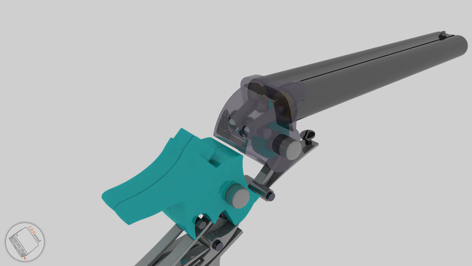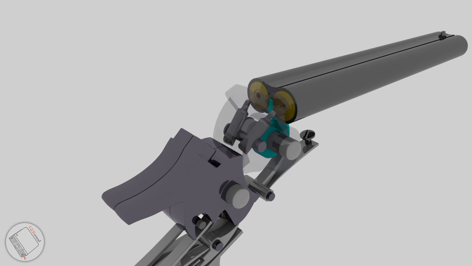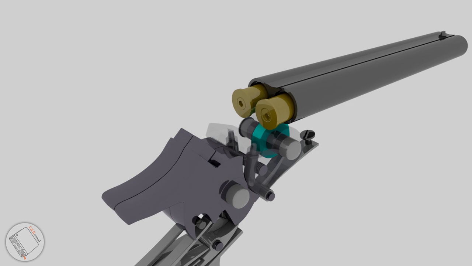Set inside the breech block is the extractor. As we rotate the block open, the extractor is still unaffected until the slot in the breech block bottoms out on a lobe on the extractor, at which point it pivots and snaps the cartridges out of their chambers.